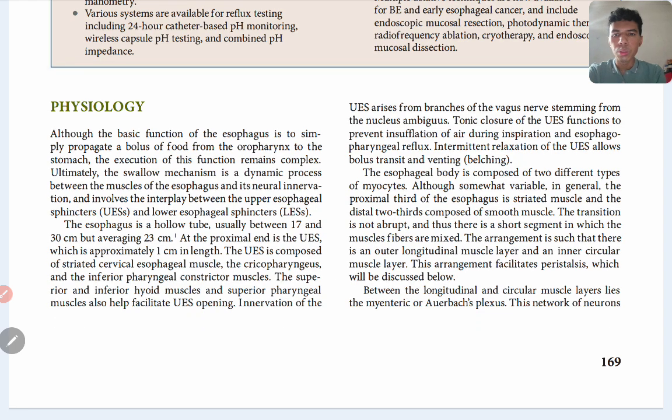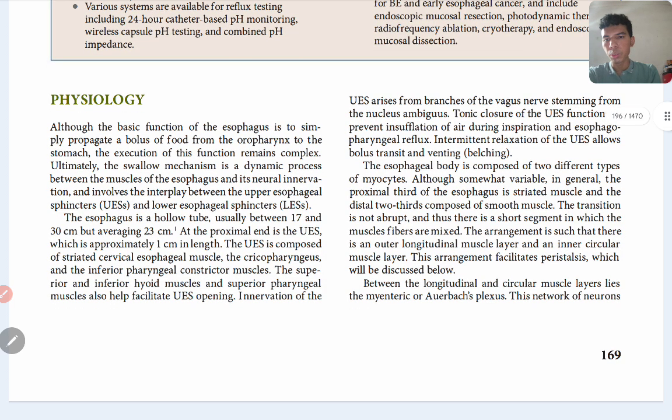The esophagus is a hollow tube, usually between 17 and 30 centimeters, but averaging 23 centimeters. The proximal end is the UES, which is approximately 1 centimeter in length. The UES is composed of striated cervical esophageal muscle, the cricopharyngeus, and the inferior pharyngeal constrictor muscle. The superior and inferior hyoid muscles and superior pharyngeal muscle also help facilitate UES opening. Innervation of the UES arises from branches of the vagus nerve stemming from the nucleus ambiguus.